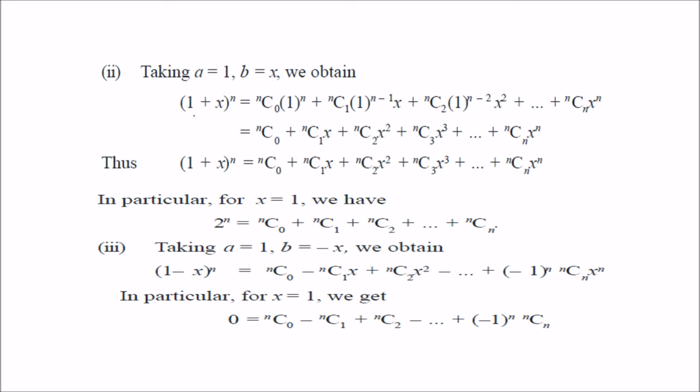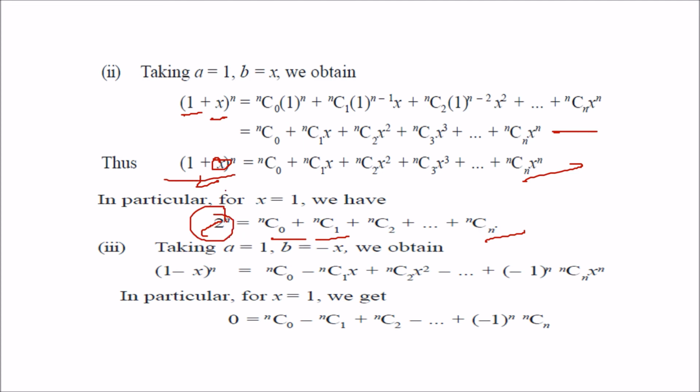If you take a as 1, b as x, then (1 plus x) to the power n is going to give you this expression. And if you place x equal to 1, 1 plus 1 is 2. So 2 to the power n is nC0 plus nC1 till nCn. So if you add the binomial coefficients, it is going to give you 2 to the power n.